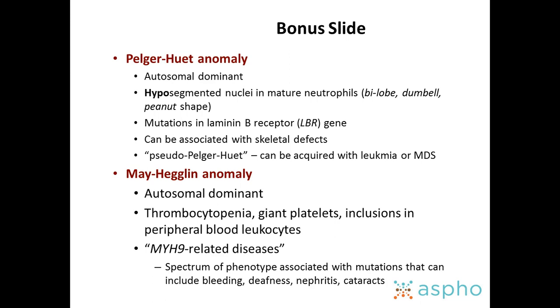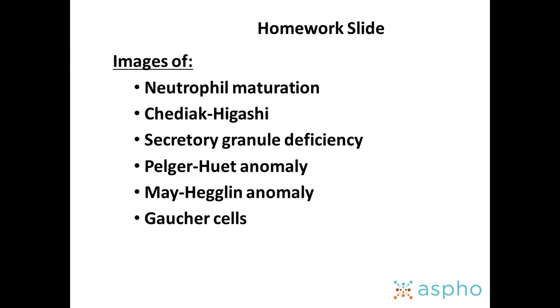And the May-Hegglin anomaly, the reason why it's important to recognize this: it can be nothing, but it can also be related to MYH9-related diseases. So you get the spectrum of mutations that can cause bleeding, deafness, nephritis, cataracts. So sometimes those platelets maybe don't work.